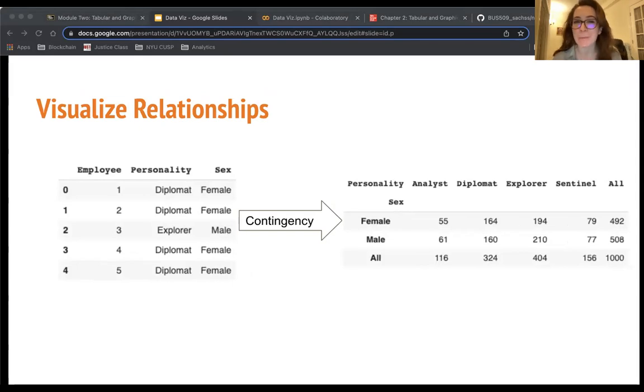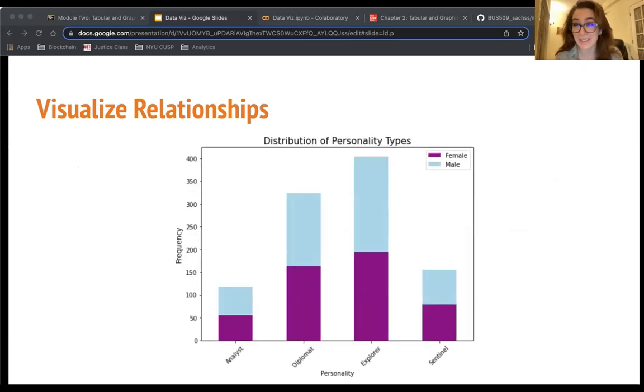Let's use the same example about employee personality tests, and now we can add the variable of gender or sex, and we can use a contingency table to show which personality type is more prevalent between male and female employees. So if you wanted to now compare between different demographics, we can start to do that. And we see the mutually exclusive combination of each pair of variables. And to bring this into a chart is more easily interpreted. And we can use this stacked bar chart.